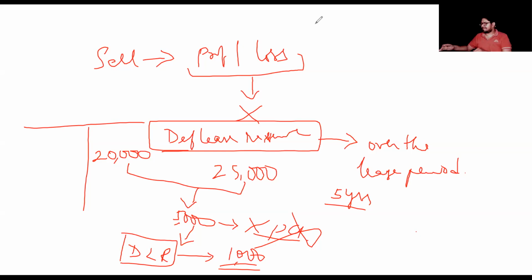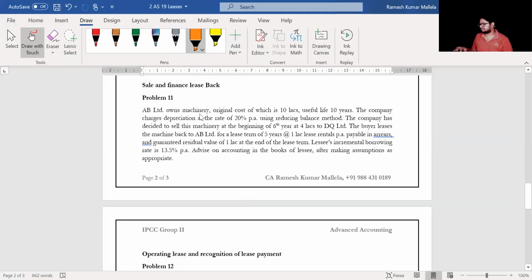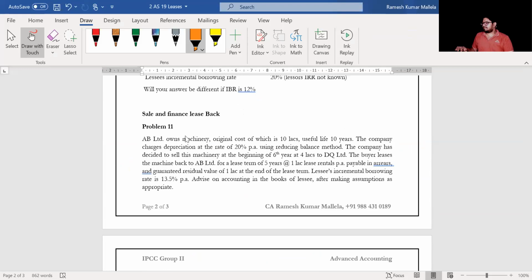Now, having explained this part, let us get into the question he is talking about, and see how we have to account for it. AB Limited owns a machinery, original cost of which is 10 lakhs. I think I don't need to read the problem once again. We will directly jump into the solution.